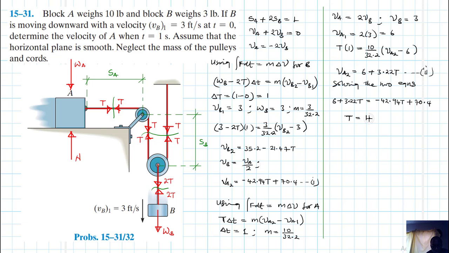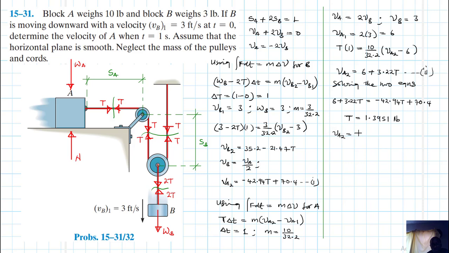So our t is 1.40. Let me not round it off, let me leave it as 1.3951. What are the units? This is pounds. 70.4 minus 6, divided by 3.22 plus 42.94. So with this, we can therefore find what VA2 is.